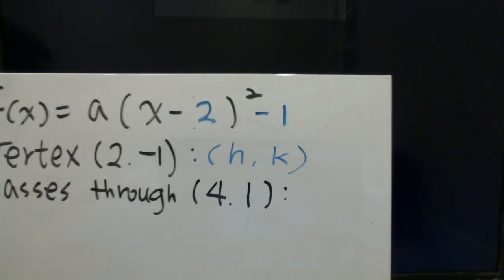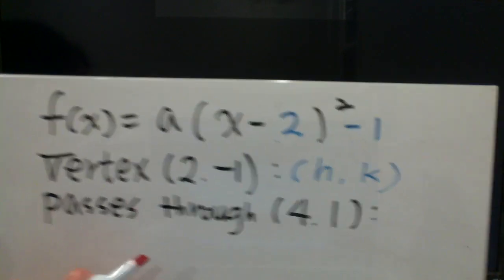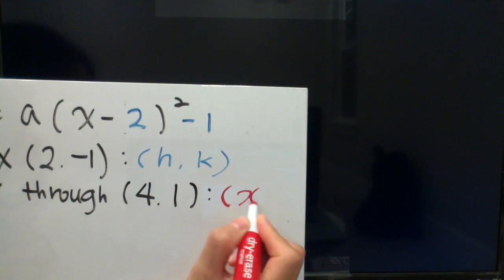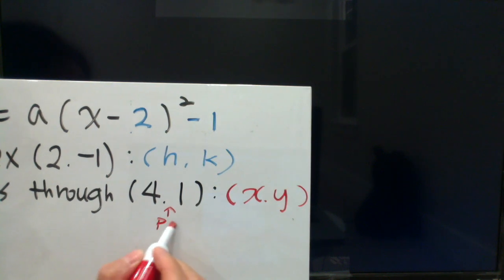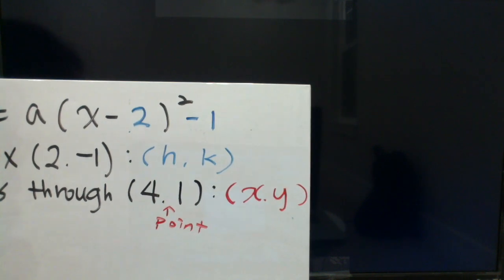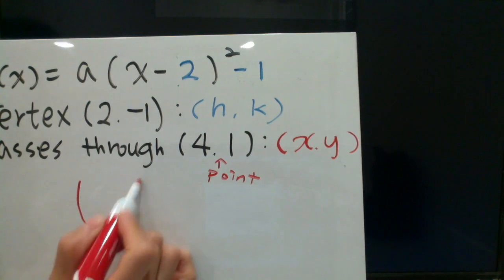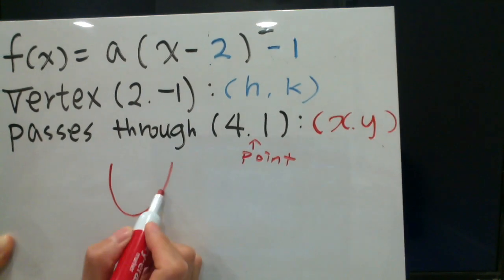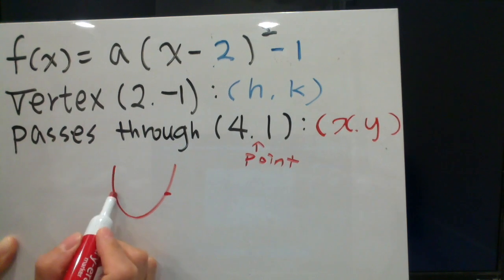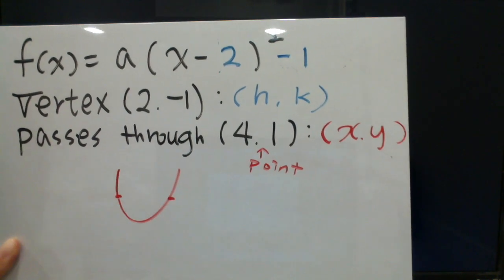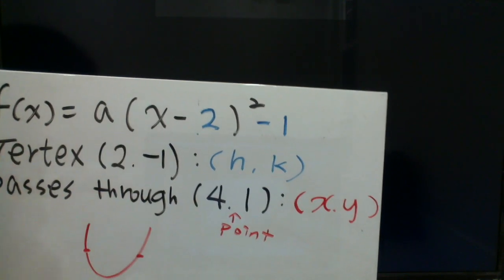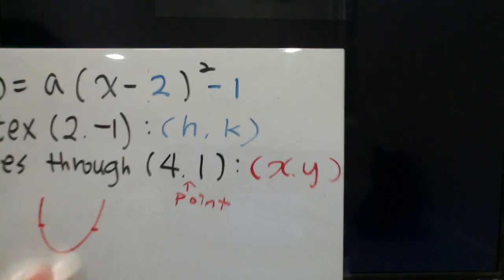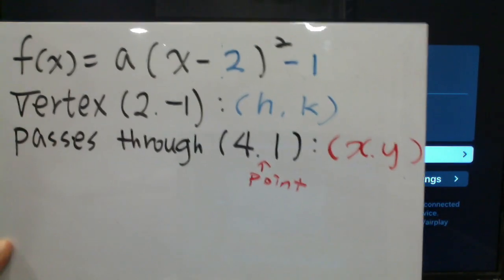And here, another condition is given. It says it passes through (4, 1). What is (4, 1)? This means X and Y. This is a point, right? It means the point is on the parabola, I don't know where, but it's on the parabola, right? So when we plug in this X and Y here, it should work. So we'll do it like this.